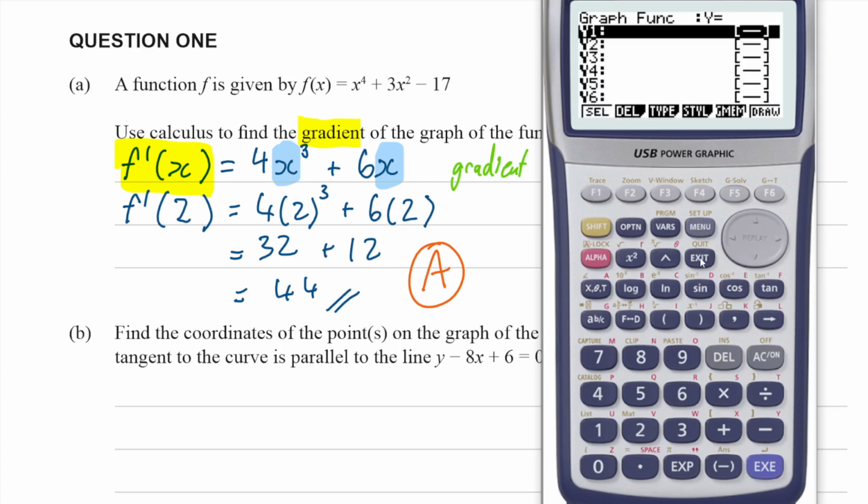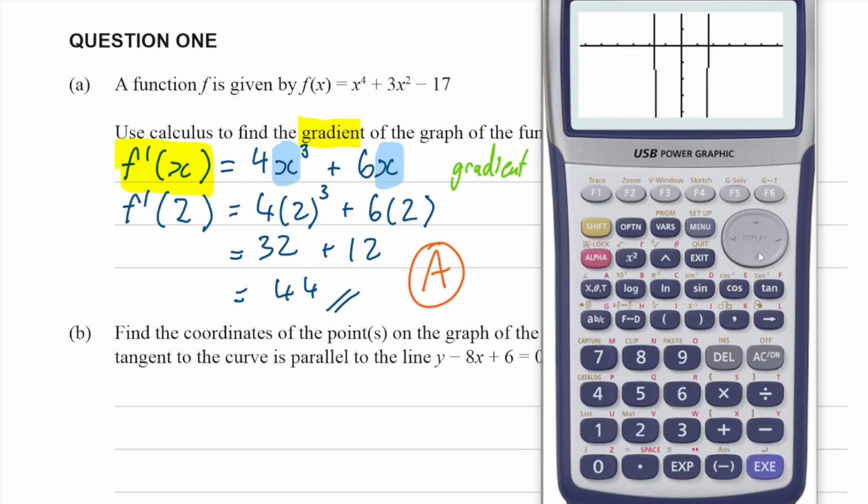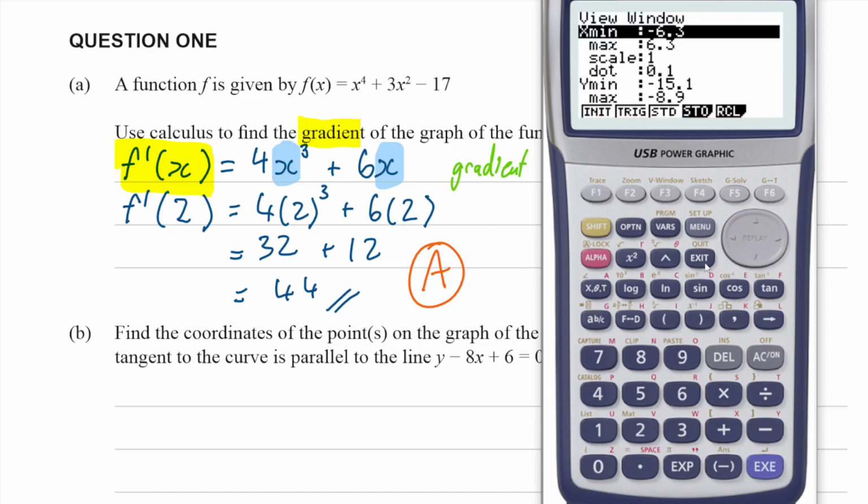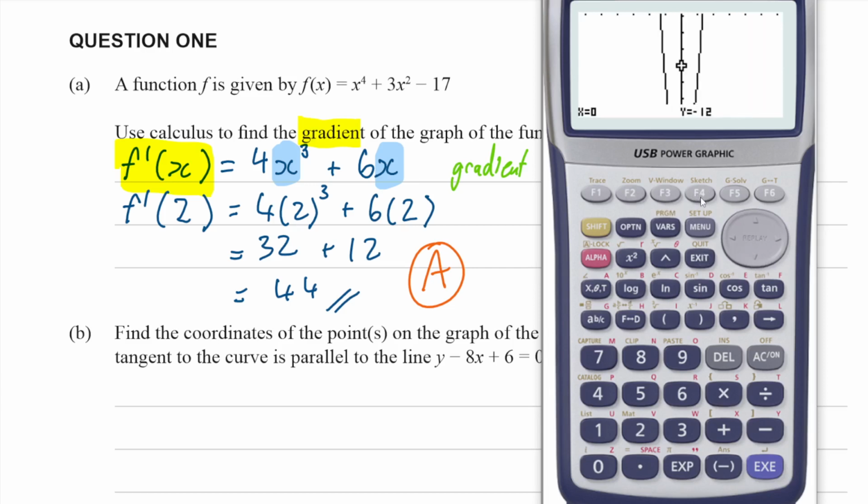So we can exit. Now we graph our original function, so the quartic, so x to the power of 4 plus 3x squared minus 17. Right, that's our original function. We can hit draw. So my window's a bit zoomed in. So we can hit window, zoom out, execute. That looks a bit better.